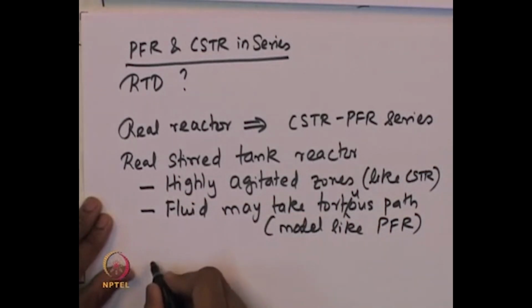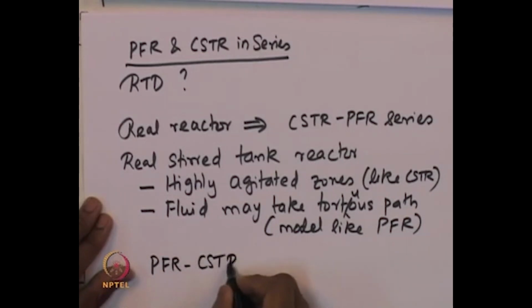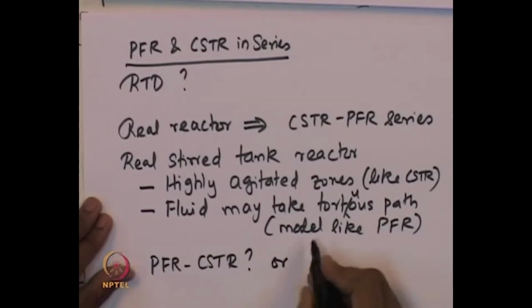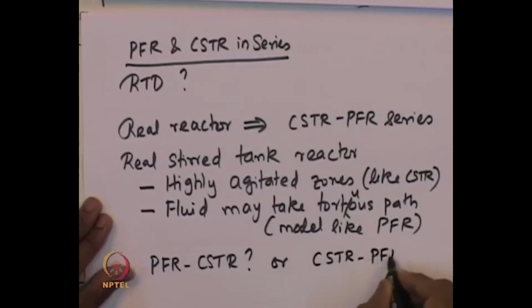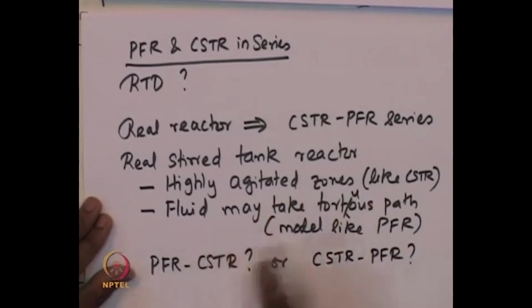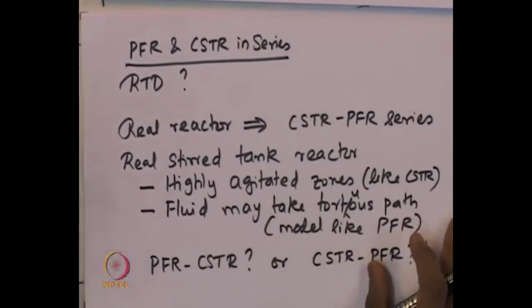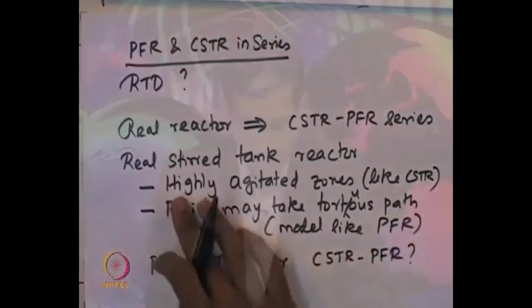Now, the question is, what should be the order in which they are combined? Should it be a CSTR that follows the plug flow reactor, or a plug flow reactor which follows the CSTR? When it is in series combination, the question is which one comes first and which one comes later. So, let us analyze this by considering them one by one. Let us consider the first case of CSTR being the first reactor and the plug flow reactor following the CSTR.